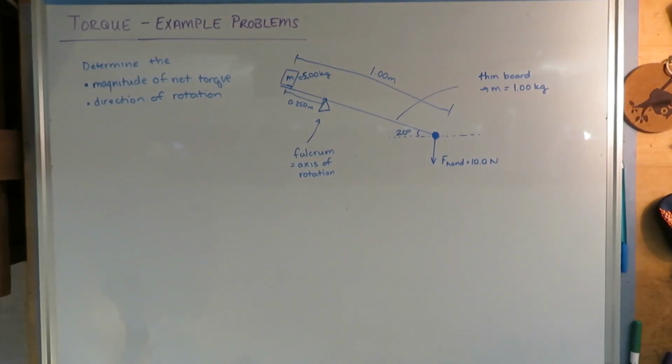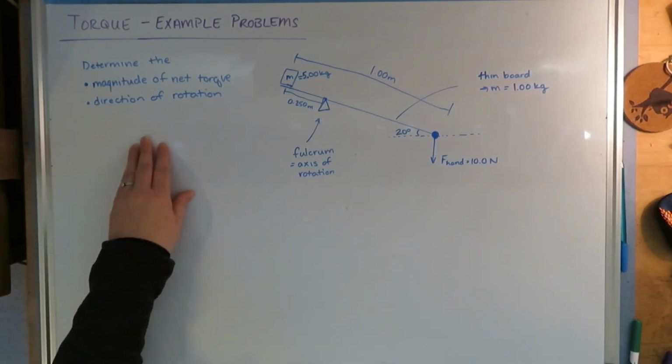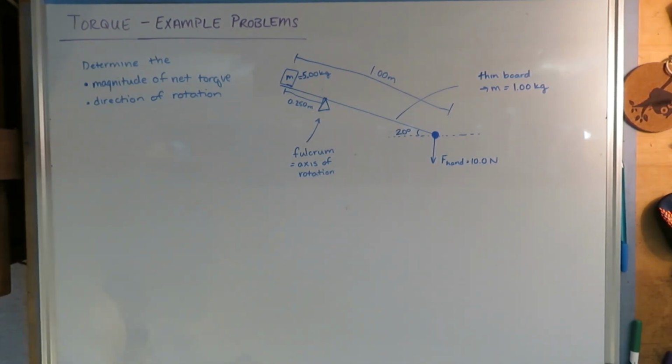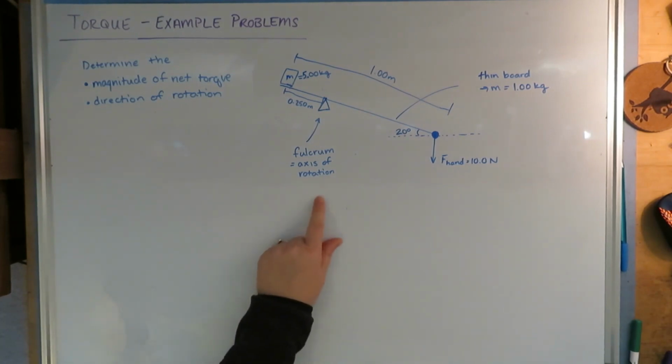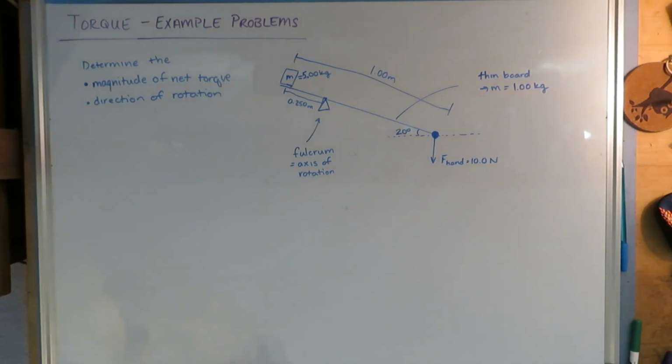All right, so we have another example problem. This time we have multiple forces acting. We want to determine the magnitude of the net torque and the direction of rotation, and we're going to do that relative to the fulcrum being the axis of rotation. I didn't write out all the words on this one because it would take up too much space, so I just got the picture here.